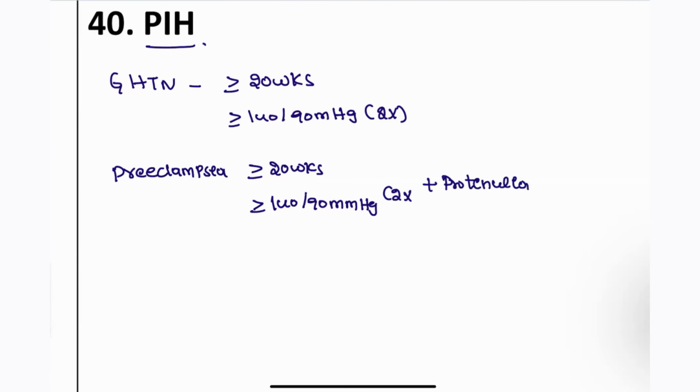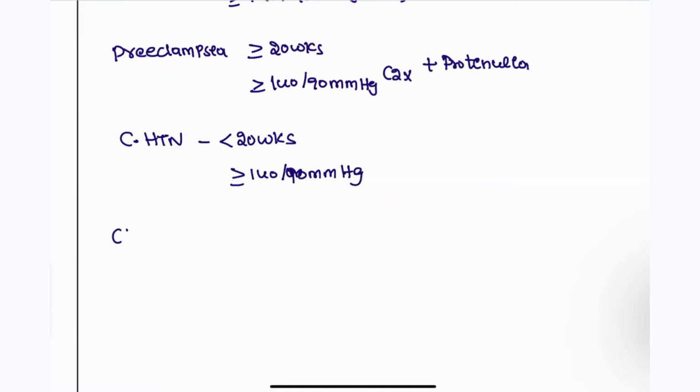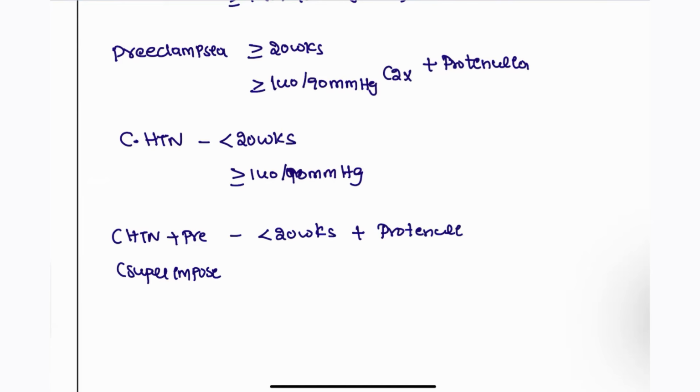Okay, next, there is chronic hypertension. So in chronic hypertension, less than 20 weeks of gestation, more than 140 mmHg, 90 mmHg will be seen. So this is chronic hypertension. Then chronic hypertension with preeclampsia. So this is the superimposed condition, right? This is known as a superimposed condition. So less than 20 weeks only. Okay, but there is organ damage such as proteinuria seen in this patient.